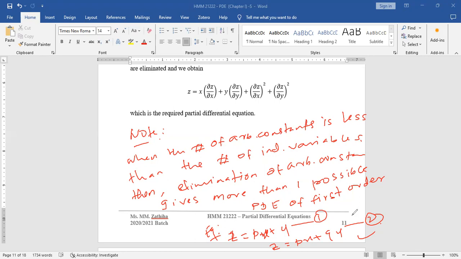Also, we have seen one example where we have the same number of arbitrary constants and the same number of independent variables, that's two to two: x, y and a, b. In that situation we have used this way. You can write that note also. This is one of the notes.